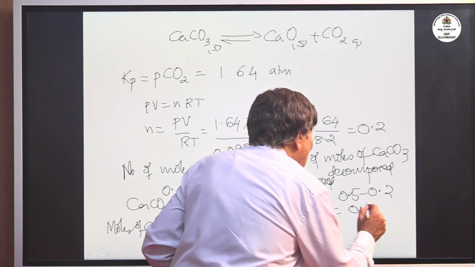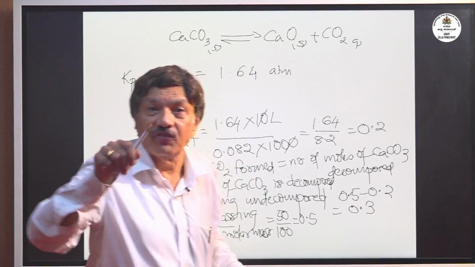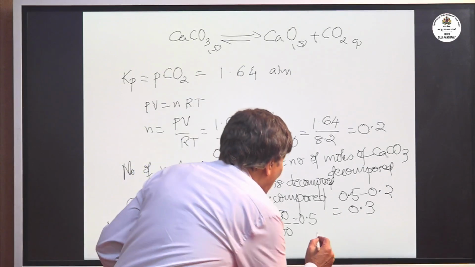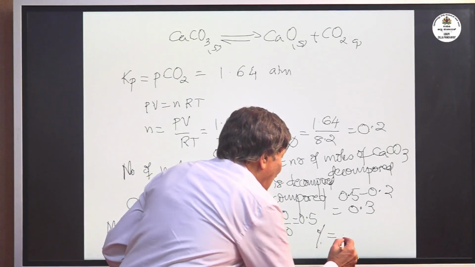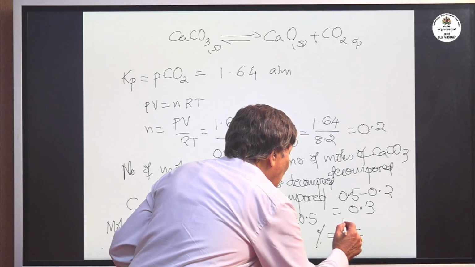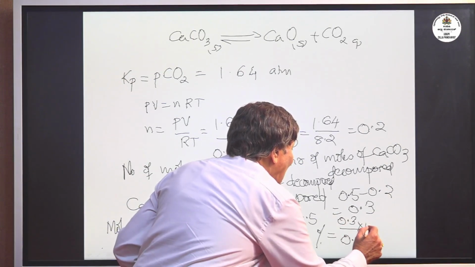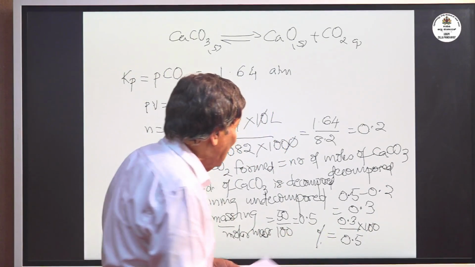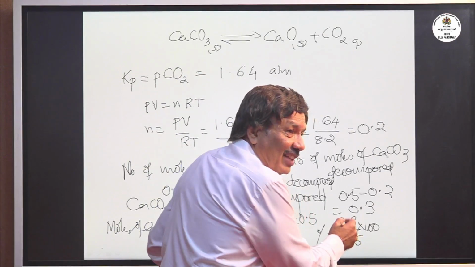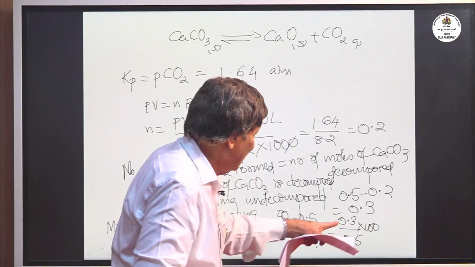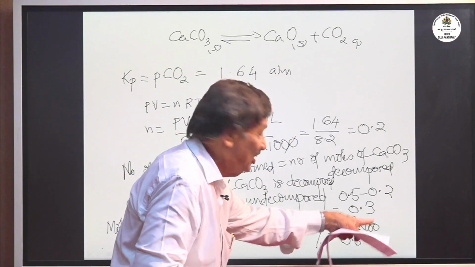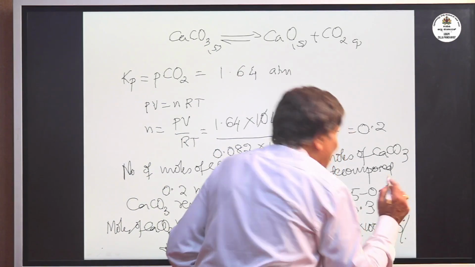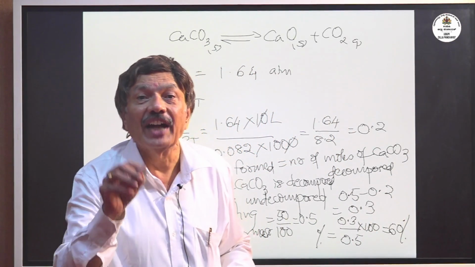It is 0.3. 0.3 is remaining out of 0.5 mole. What we have taken, 0.3 remains undecomposed. Therefore, percentage. If it is 0.5, we have got 0.3 undecomposed. If it is 100, for 0.5, 0.3. So it comes to 0.3 by 0.5, means 3 by 5. 3 by 5 is as good as 6 by 10. 6 by 10, 100 cancels. So 6 into 10, that is 60% of calcium carbonate remains undecomposed.